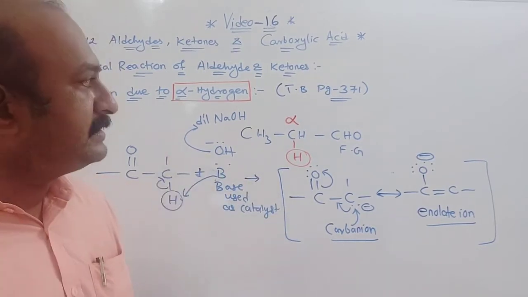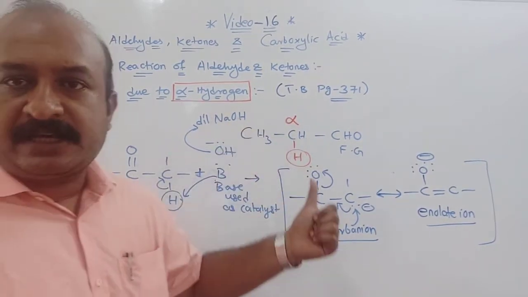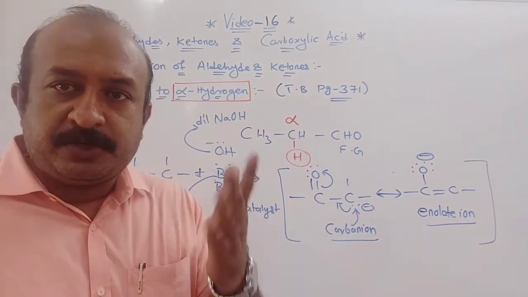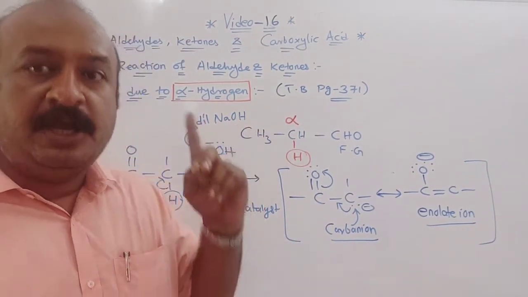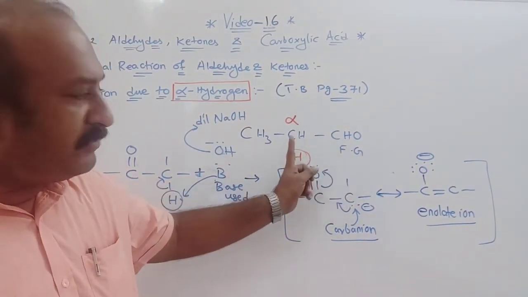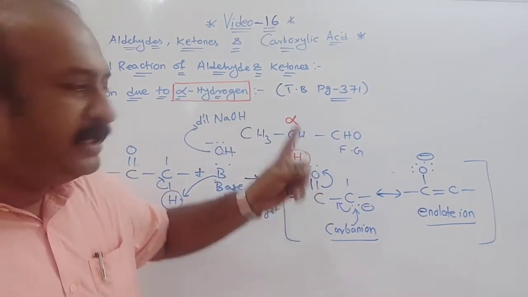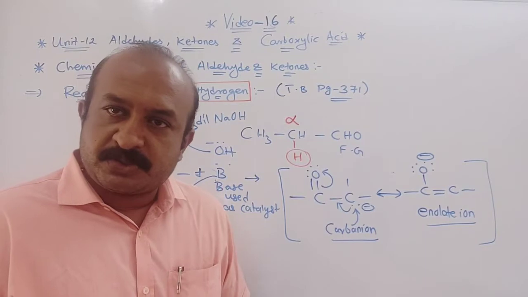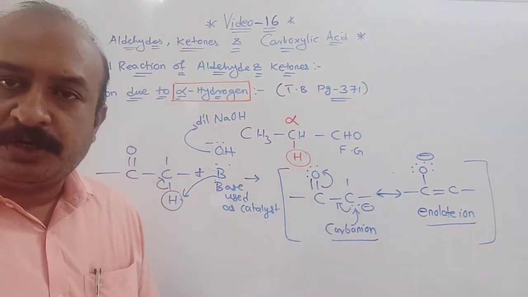But before going to that example, always remember this reaction is only due to alpha hydrogen. In the absence of alpha hydrogen, this reaction will not take place. What is alpha hydrogen? The carbon next to the functional group is called the alpha carbon, and a hydrogen on that carbon is called alpha hydrogen. Understood this part?